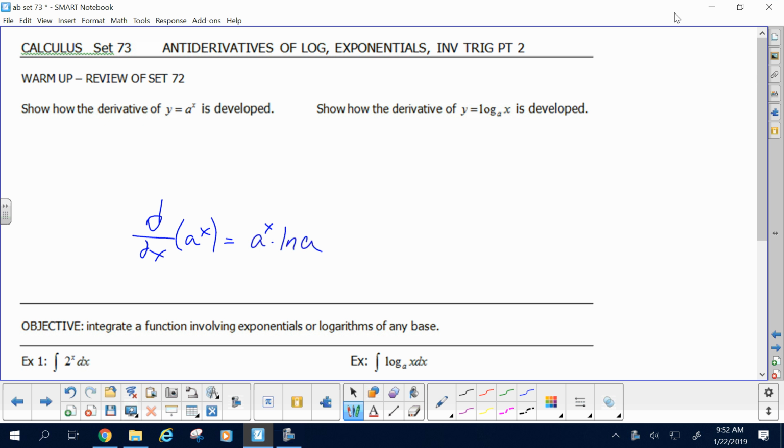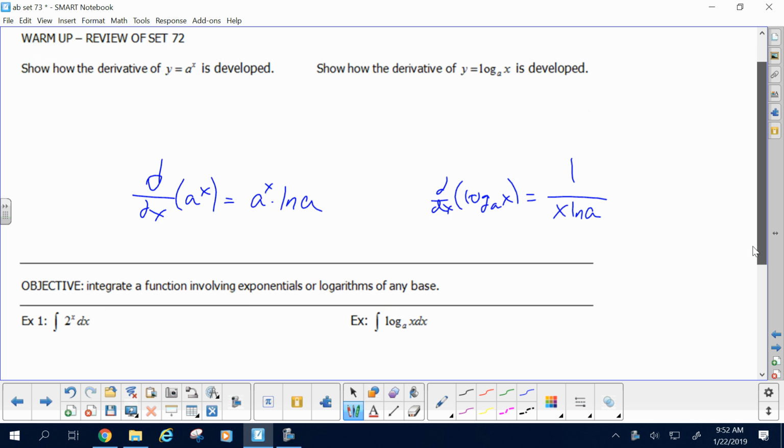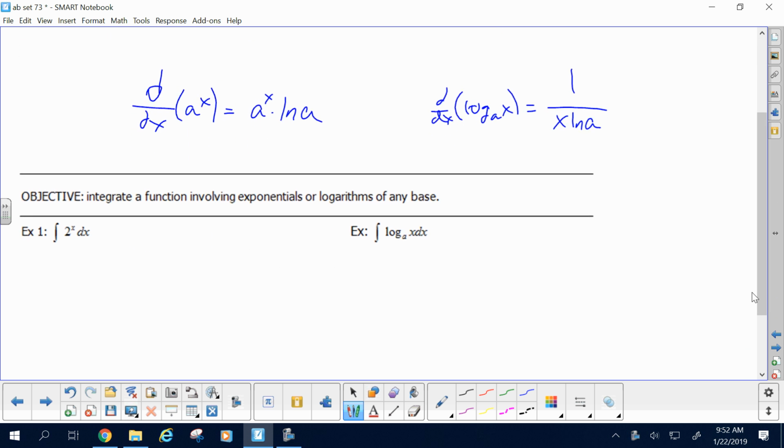Reviewing. The derivative of an exponential, which we learned in set 72, is a to the x times log of a. What's the derivative of log base a of x? 1 over x natural log of a. Now, one of these will be handy in today's lesson: integrating exponentials. Instead of taking the derivative of an exponential, how do you take the antiderivative? If you know the derivative rule, then you're in good shape for the integral rule.